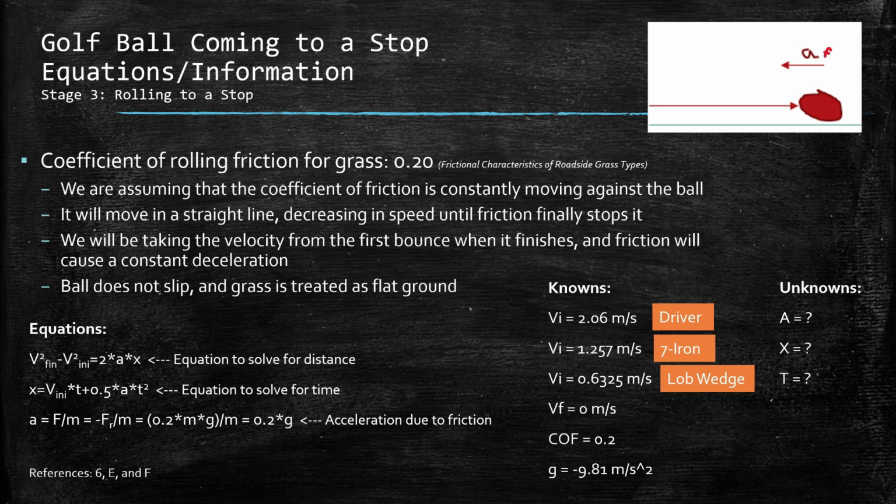So, what we know about stage 3, or the ball coming to a stop. We know the coefficient of rolling friction for grass. We're assuming that the friction is constantly acting against the ball, and we're also assuming that it moves in a straight line.